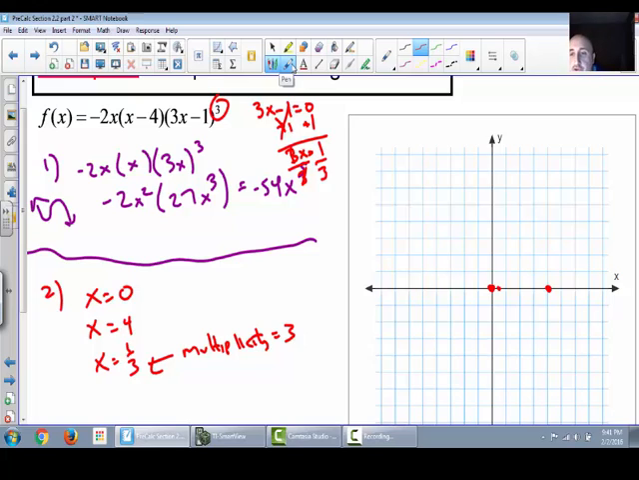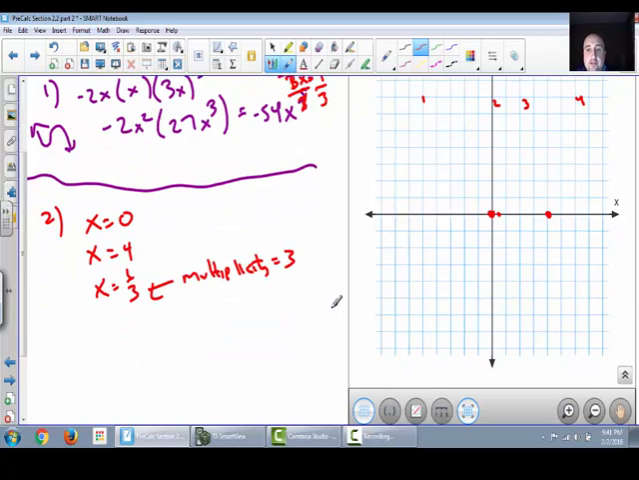All right, so we have to test our zones. We have the far left, we have in between 0 and 1/3, we have in between 1/3 and 4, and then we have to the right of 4. So those are the numbers we're going to plug in. So step 3, we're going to plug in numbers into our equation.